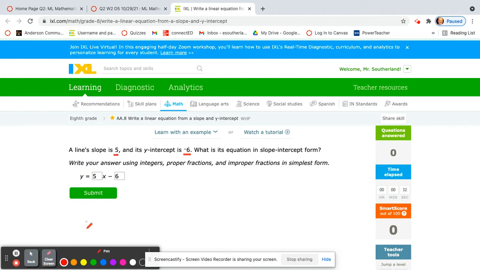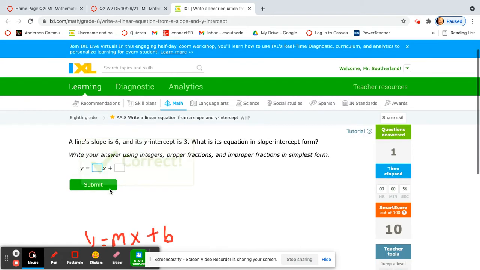Remember that equations are written in the form of y equals mx plus b, m for slope. Remember that if b is a negative, it's going to be minus whatever the number is. We should be able to click submit.